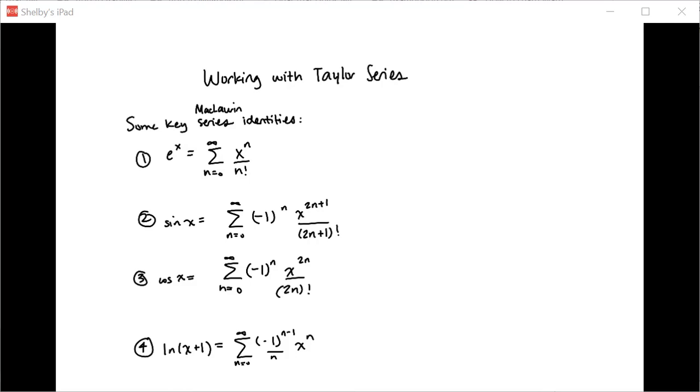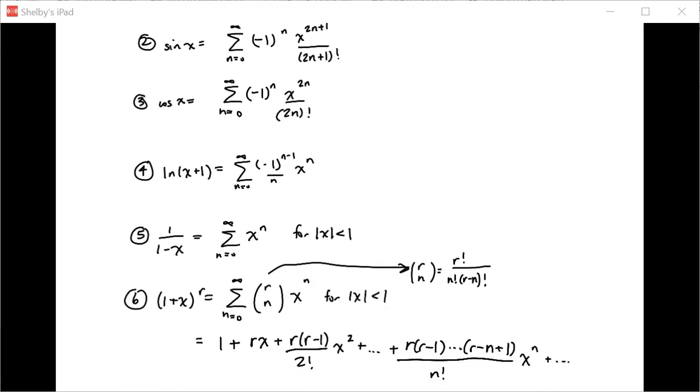In this video, we'll be working with Taylor series. And Taylor series, as we've seen in the last video, are very special series representations for certain functions. Probably the most common functions we work with are e to the x, sine x, cosine x, ln of x plus 1, 1 over 1 minus x, and 1 plus x to the r.